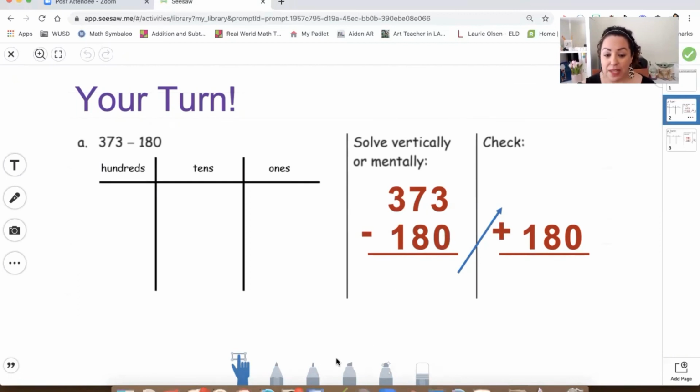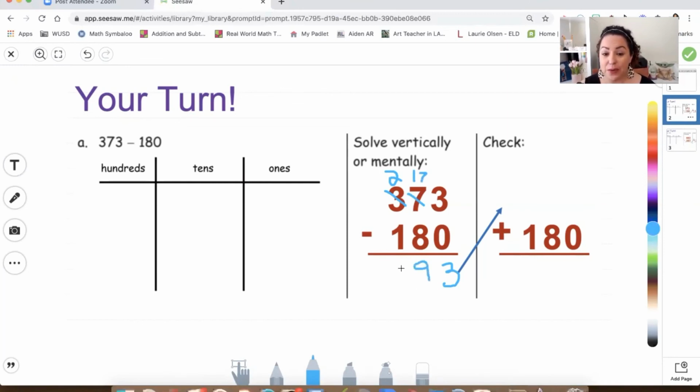So what is 3 take away 0? I'm going to use my pen, and that's equal to 3. More on the top, no need to stop. 7 take away 8. More on the floor, then go next door and get 10 more. So I'm going to put 2 right there. And now instead of 7 tens, I have 17. So what's 17 take away 8? That is equal to 9. And then 2 take away 1 is equal to 1. And then remember, you have to add 100, 90, and 3. So what I want you to do is add these numbers and see if you get my whole 373.